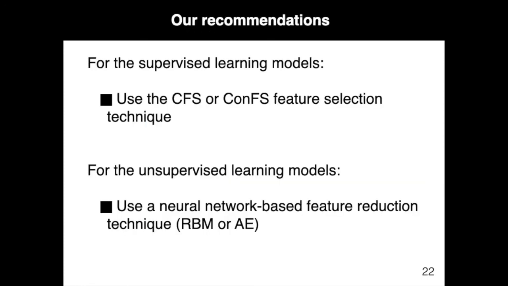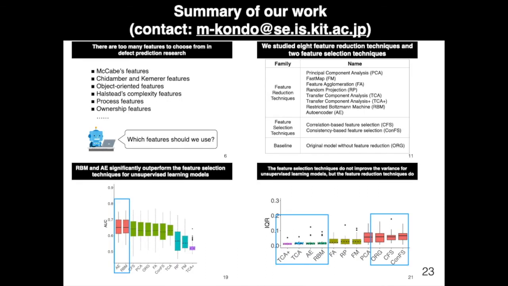So this is our recommendation. For the supervised learning models, we recommend using the feature selection techniques since the feature selection techniques improve the defect prediction performance and the variance. For the unsupervised learning models, we recommend using the neural network-based feature reduction techniques since the feature reduction techniques improve the defect prediction performance and the variance. So this is a summary.